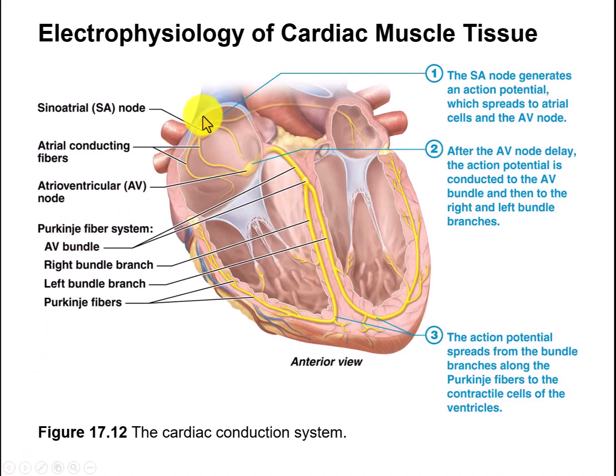All right, so these are our pacemakers. We have some nodes. So we have the SA node. This is where it all starts. This is what generates our initial action potential.